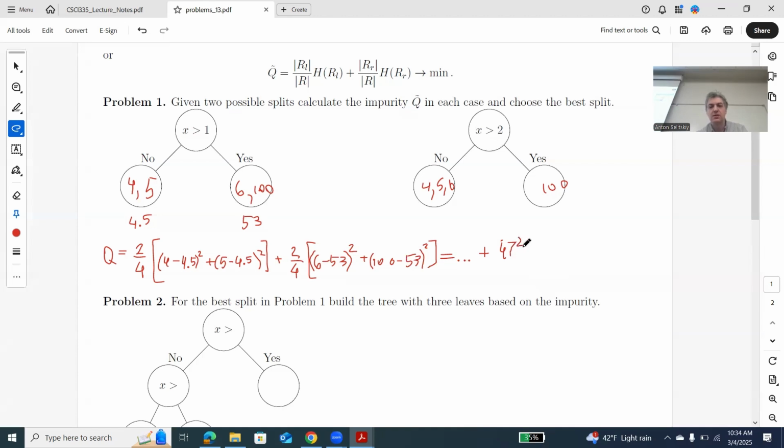Now let's calculate the quality factor for the second tree. What will be the prediction in this node? 5, yeah, and in this node, 100. There are no other numbers. Okay, let's calculate the quality factor for this second split.